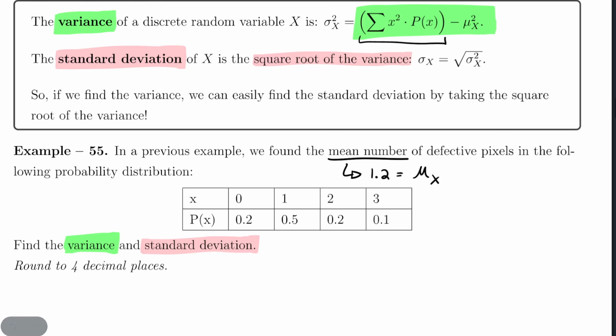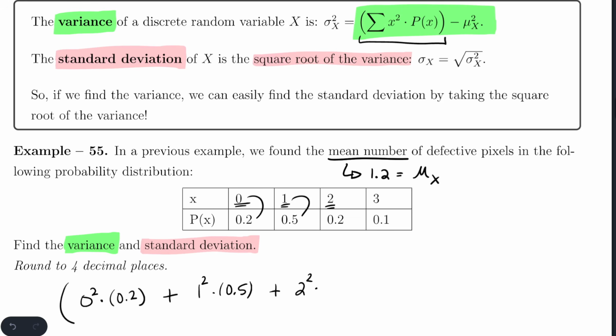So here I'm going to work on this first portion. I'm going to say it's going to be the sum of all the x terms squared, so 0 squared, times its probability of 0.2, plus the next x term squared, 1 squared, times its probability of 0.5, plus the next x term squared, times its probability of 0.2, plus the next x term squared, times its probability of 0.1.